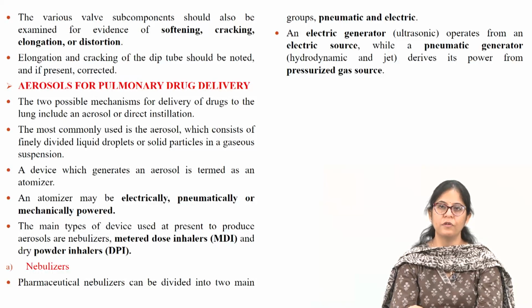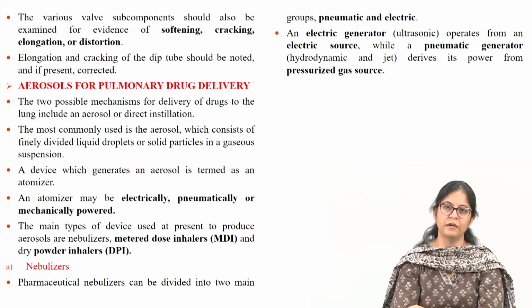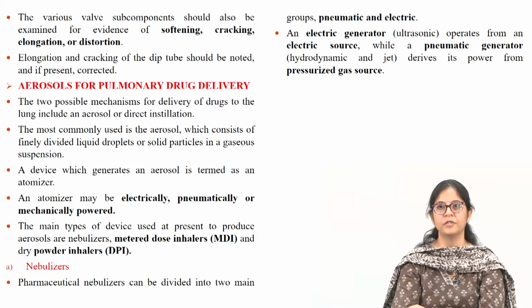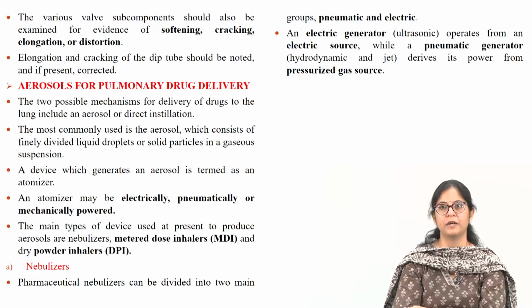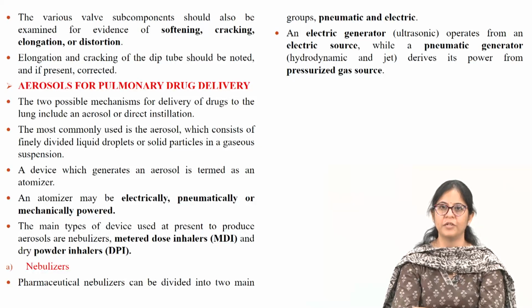Aerosols for pulmonary drug delivery. The 2 possible mechanisms for delivery of drug to the lungs include an aerosol or a direct instillation. The most commonly used is the aerosol, which consists of finely divided liquid droplets or solid particles in a gaseous suspension. A device which generates an aerosol is termed an atomizer. An atomizer may be electrically, pneumatically or mechanically powered.